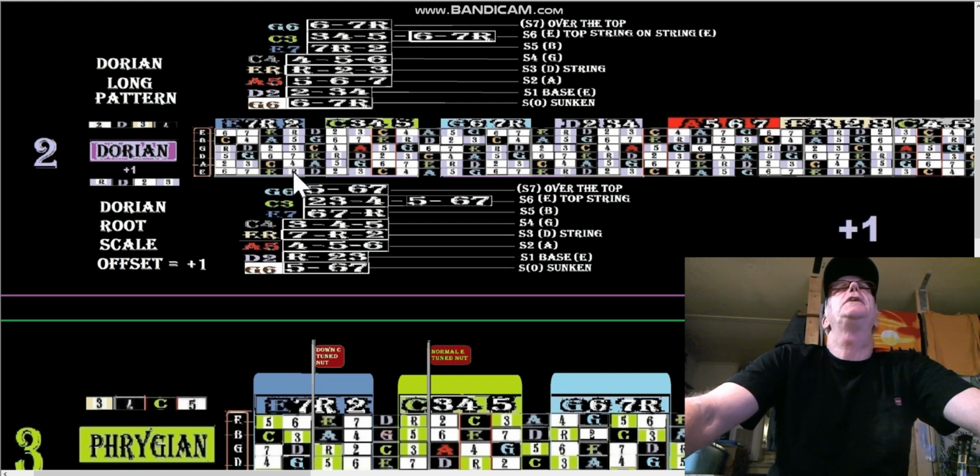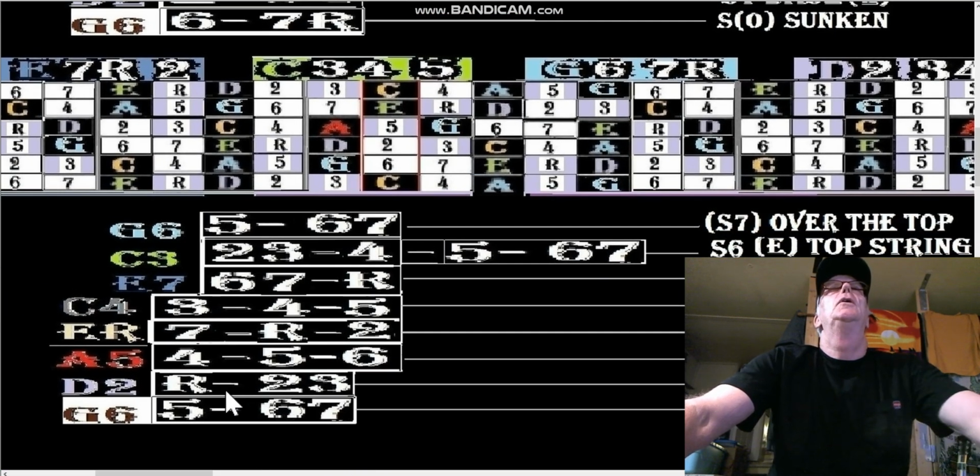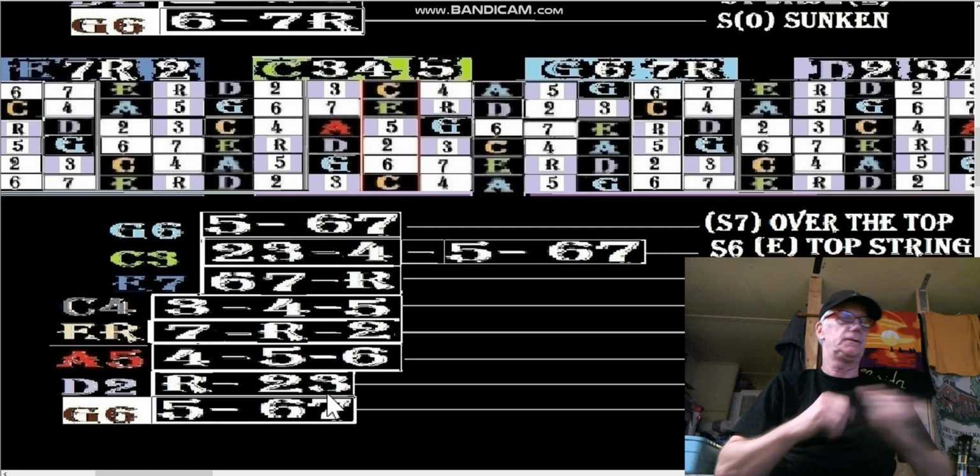If we reassign, the root is 2, but we're going to have an offset of +1. What does that mean? That means we go, let's zoom on in here. We're going to go root 2, 3, 4, 5, 6. Notice we're following the Dorian pattern as if this was 2, 3, 4. But now it's root 2, 3, but you have to know the pattern.